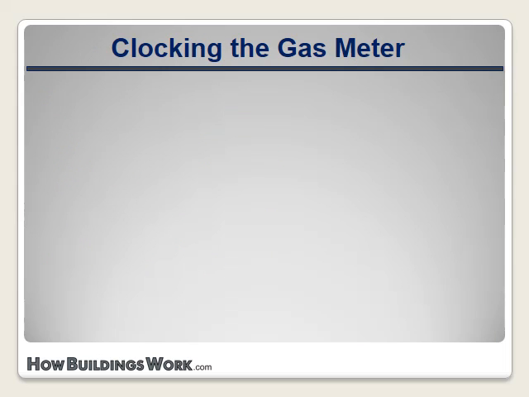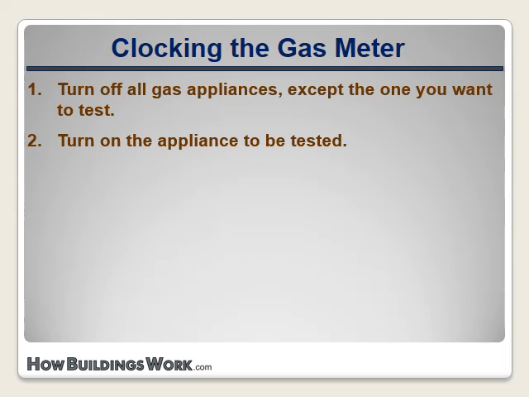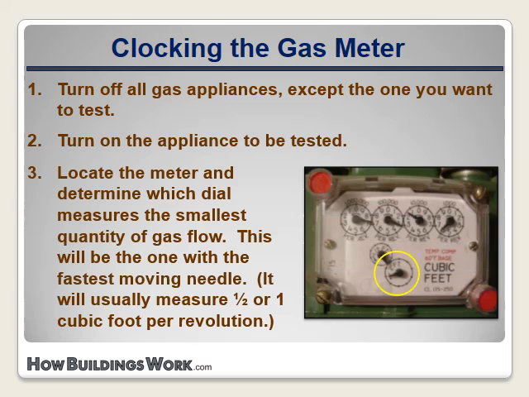The process is fairly simple. First, turn off all of the gas appliances in the building. Then turn on only the one having the carbon monoxide generation problem. At this point, you know that any gas flowing through the meter must be going to that appliance. Now go to the meter. There will be multiple dials with needles spinning inside them like a clock. The one spinning the fastest will be measuring the smallest increment of gas flow. In single-family homes, it's usually either a half a cubic foot or 1 cubic foot per rotation. In commercial buildings, the volumes will be higher. So every time that needle makes one full rotation, that amount of gas has flowed through it to the appliance that's running.